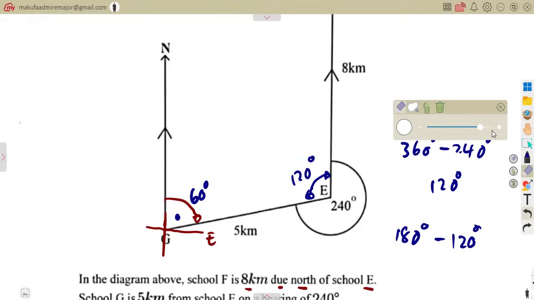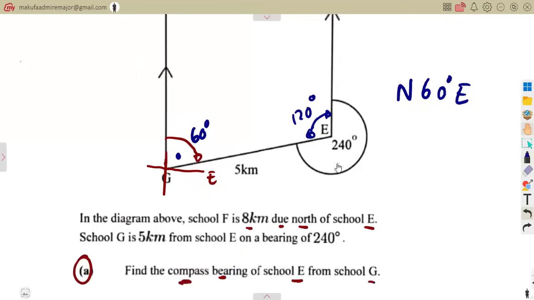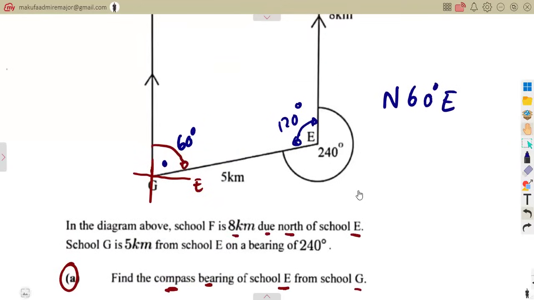So this is not a three figure bearing. This is a compass bearing. If it was a three figure bearing, I was going to write this as 060 degrees. That's a three figure bearing. But for the compass bearing, we are measuring from the north going to the east. So it's going to be north 60 degrees east. So that is our compass bearing. All right, so that was the information that you are given.